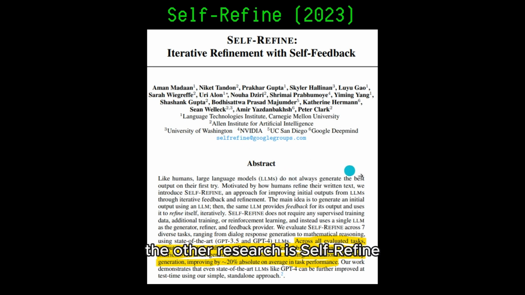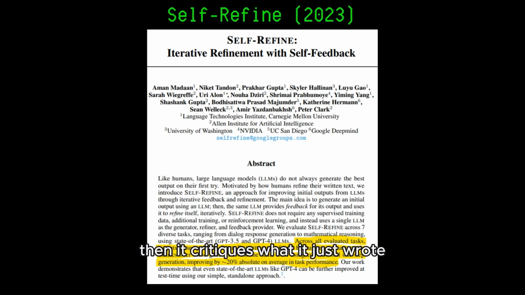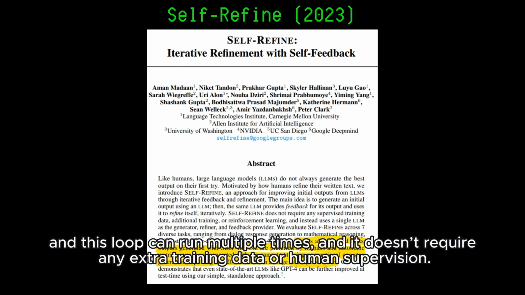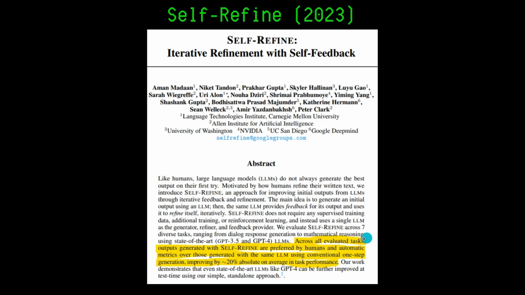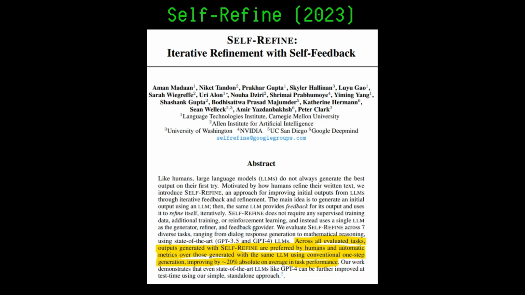The other research is Self-Refine. So Self-Refine lets an LLM revise its own output by giving itself feedback. So basically first it generates an answer, then it critiques what it just wrote, then it uses the critique to rewrite the output. So this loop runs multiple times and doesn't require any extra training data or human supervision. So how it performs? Across all evaluated tasks, outputs generated with Self-Refine are preferred by humans and automatic metrics over those generated with the same LLM using conventional one-step generation.